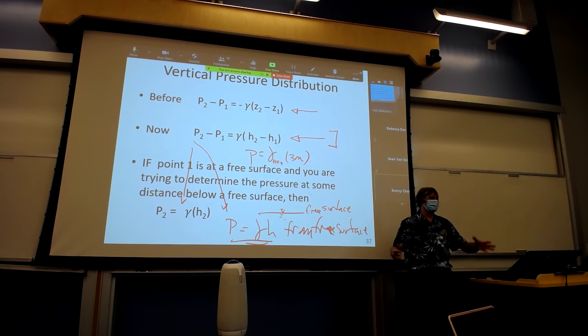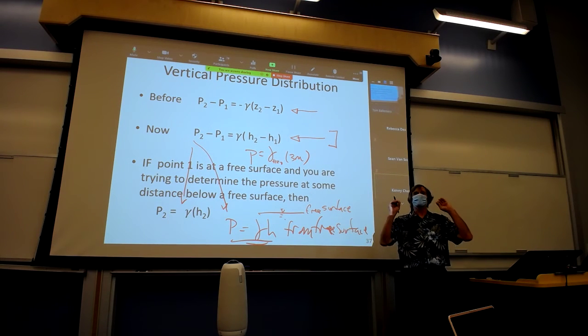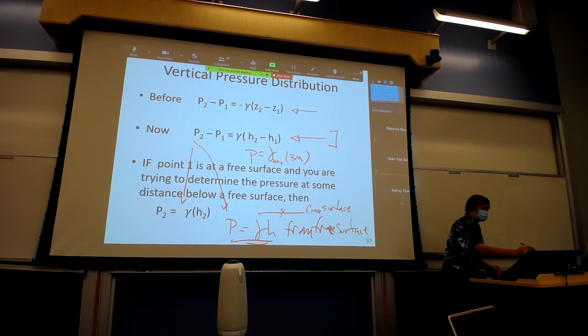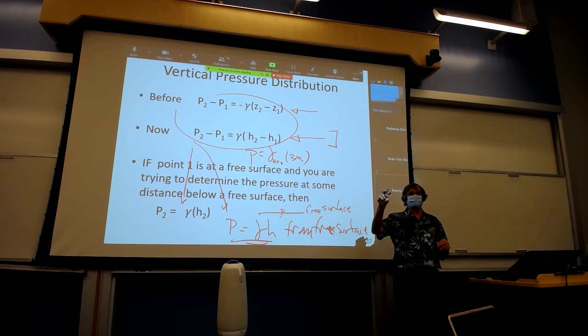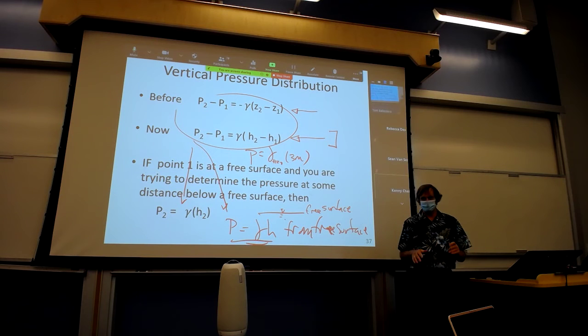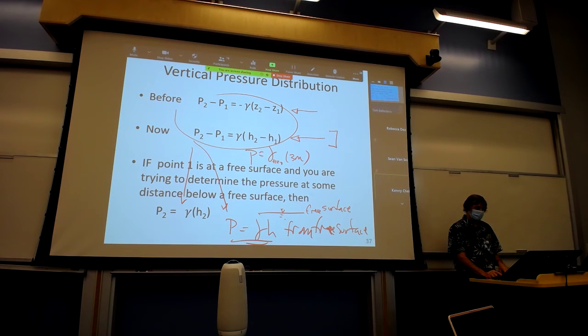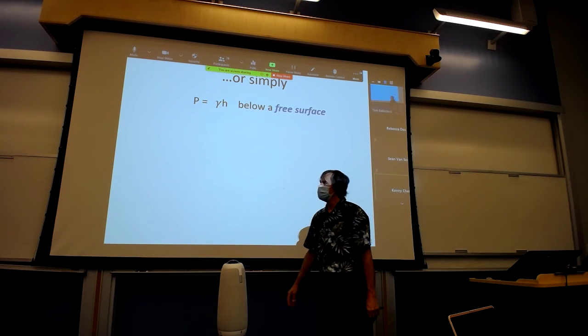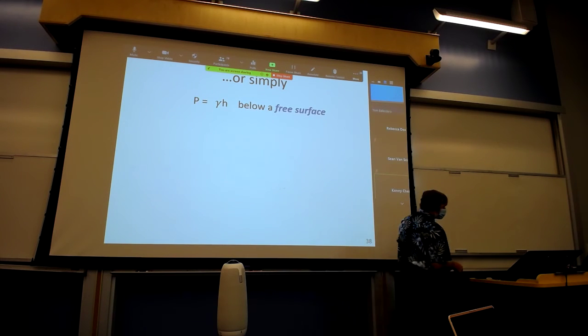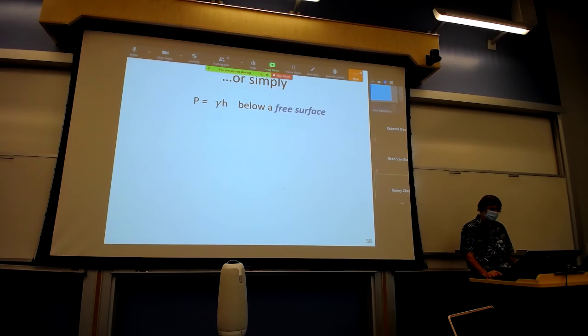No integration, no using the big equation. By recognizing you have a free surface, you're using these equations and just recognizing that at one location, pressure and elevation are both 0. So it really uncomplicates this. Not all problems have a free surface. So that's what we just said.